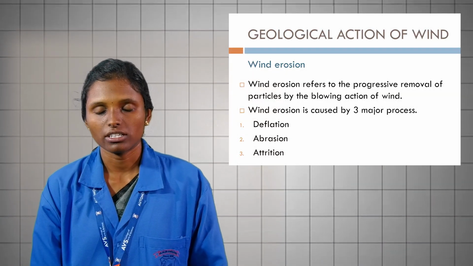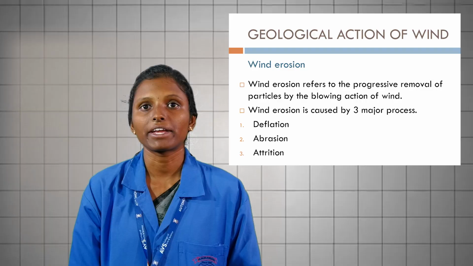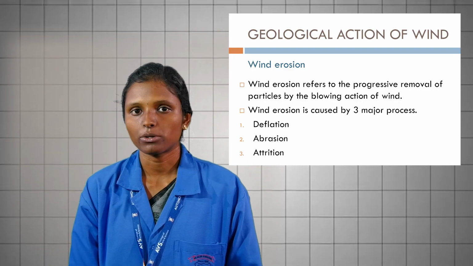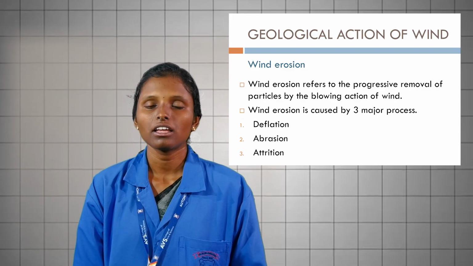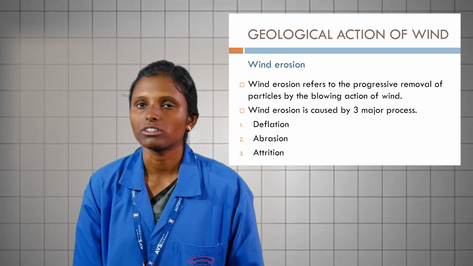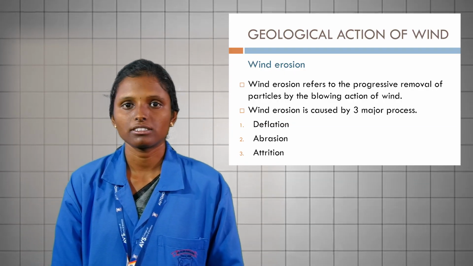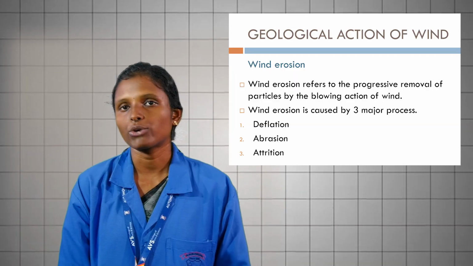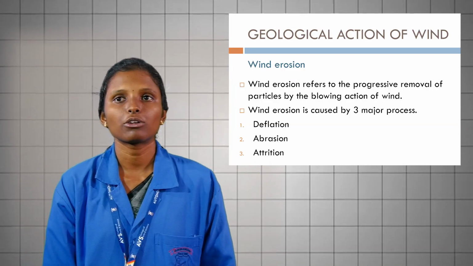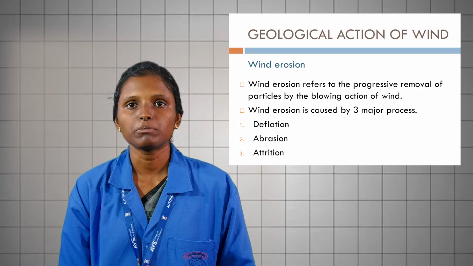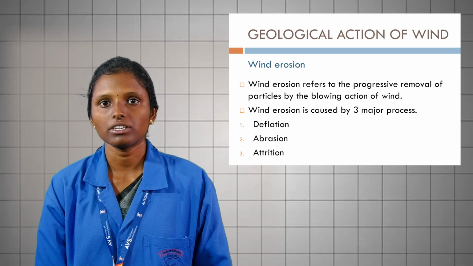Geological actions of wind. The geological actions of wind are mainly of three types. They are wind erosion, transportation and deposition. First, wind erosion. Wind erosion is nothing but the removal of particles. The removal of particles by the action of wind is wind erosion. Wind erosion is of three main types. They are deflation, abrasion and attrition.